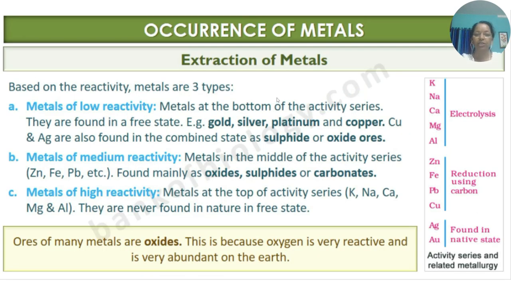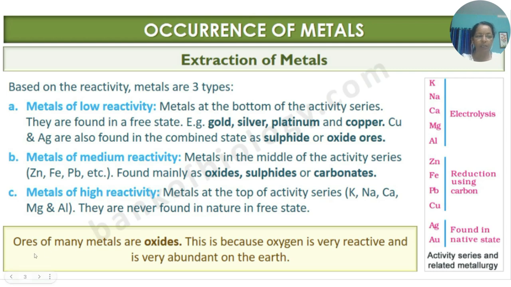Before starting the extraction, we should recall the reactivity series. We can divide the reactivity series into three categories. First category is highly reactive: potassium, sodium, calcium, magnesium, aluminum are very reactive metals, whereas the others, zinc, iron, lead and copper, are medium reactive and low reactive metals. So metals of low reactivity, metals of medium reactivity and metals of high reactivity. These are the three classifications for the metals according to the reactivity.